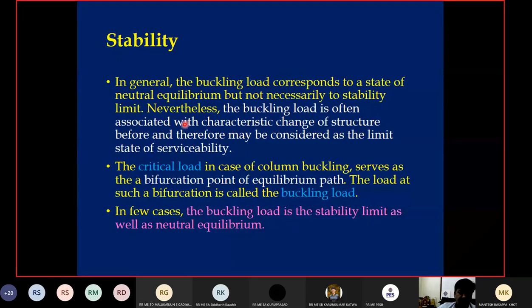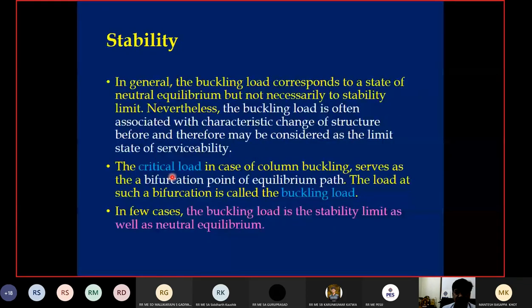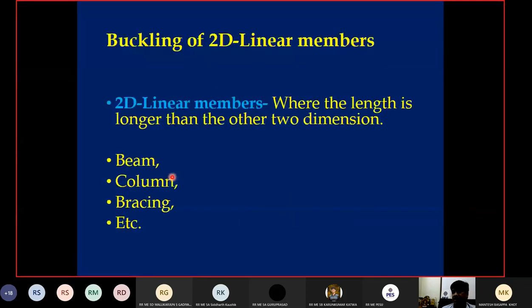The critical load in some cases of column buckling serves as the bifurcation point of the equilibrium path. The load at such a bifurcation is called the buckling load. I will talk about this maybe next. In a few cases, the buckling load is a stable limit as well as the neutral equilibrium. So if you want to relate the equilibrium states, that is the stable equilibrium, unstable equilibrium, or neutral equilibrium state, the column can be in any of these states, and we'll look into it one by one.